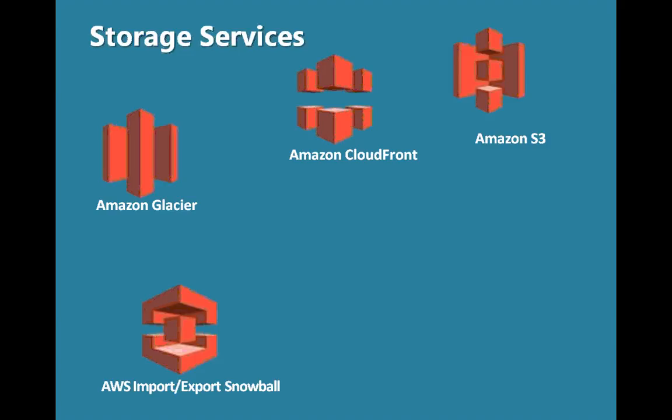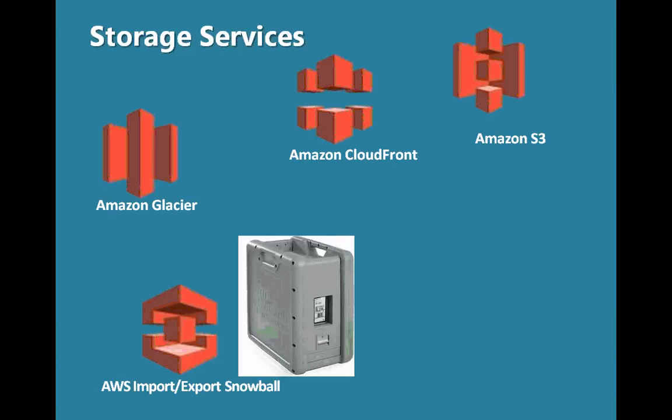Import Export Snowball, wherein once you subscribe to the service on the Amazon console, they'll send you this type of box, which has different capacities: 50 TB, 100 TB, 200 TB. They'll send it to your address. You can upload your data into the same hierarchy, the way you want those folders to be uploaded by Amazon into the AWS Cloud. Once you upload, the device is sent back to the Amazon data center, and they'll plug this device in and your data will be available in the cloud.